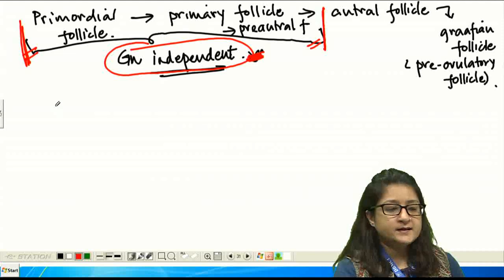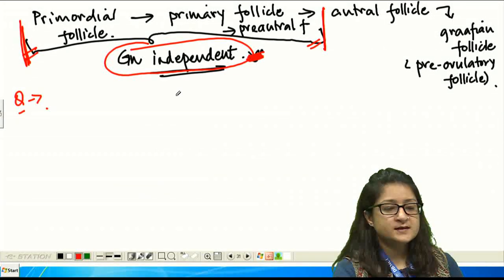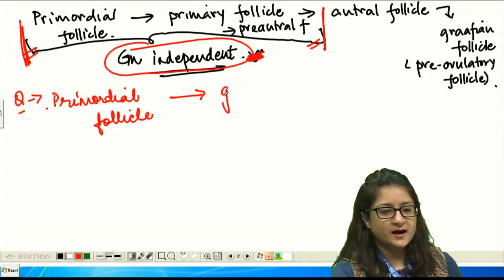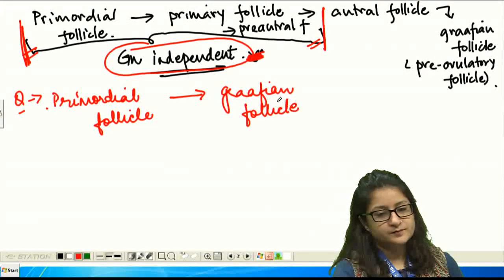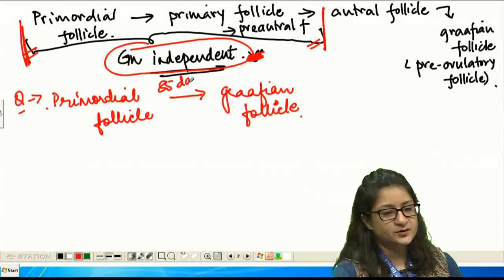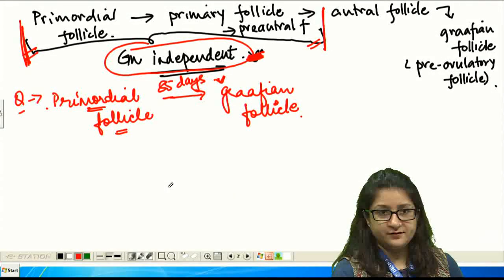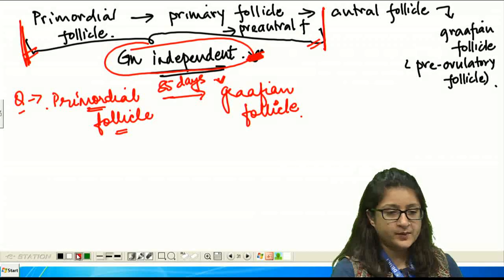All right, then the time taken. Sometimes a question is asked about the time taken from the primordial follicle to the graafian follicle stage. This is 85 days. This is 85 days from the primordial follicle to the graafian follicle. The follicular development takes 85 days. Another important point to remember.